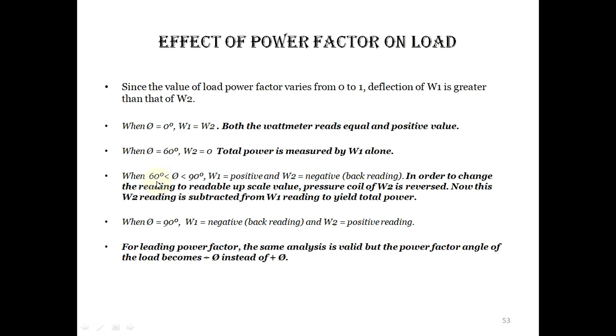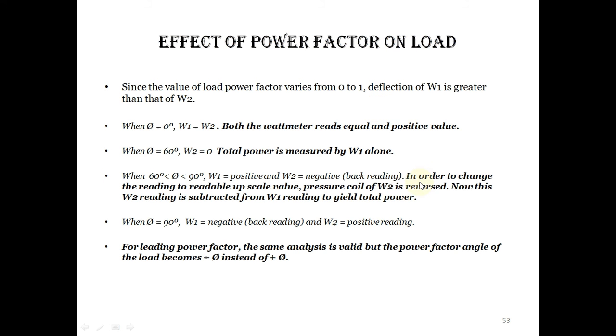When phi is between 60 degree and 90 degree, one of the wattmeters is positive and the other will give a back, negative reading. The deflection will be beyond the 0 value on the pointer. So what to do? You know that if you want to do A minus B, we can write A minus B equals A plus of minus B.